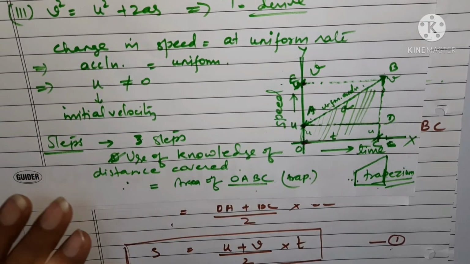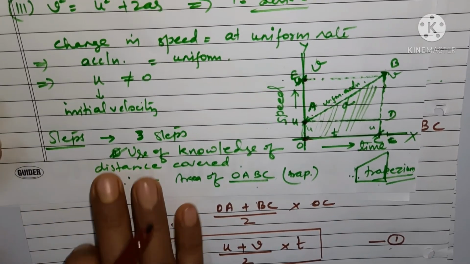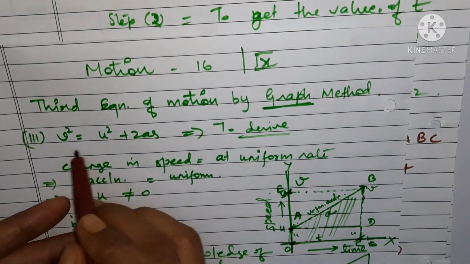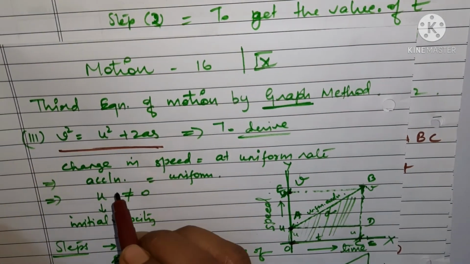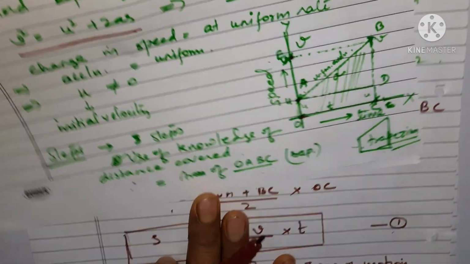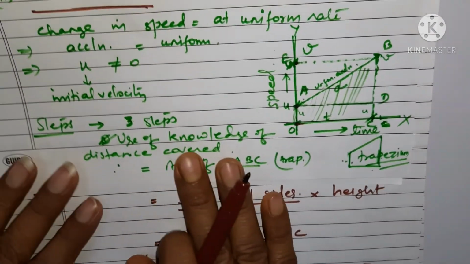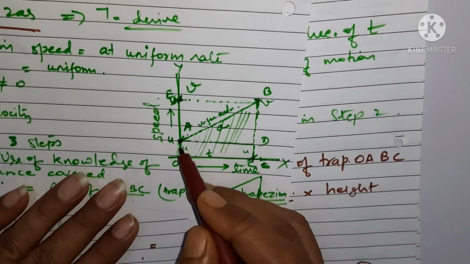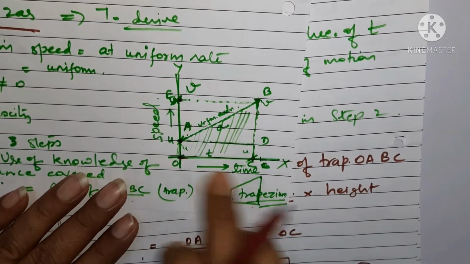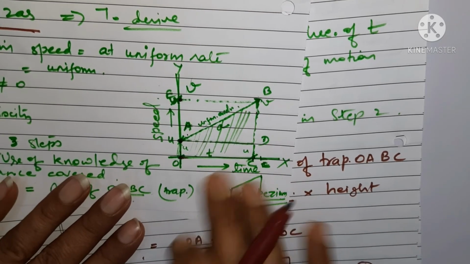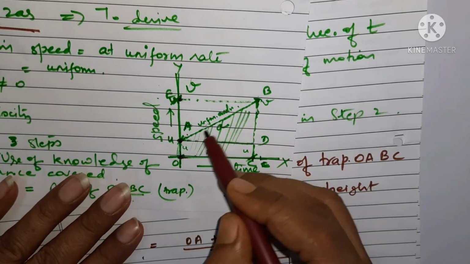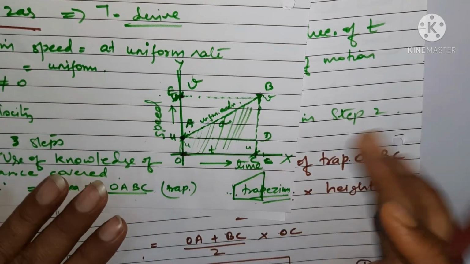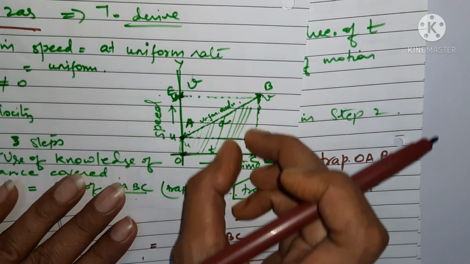Now what steps are we going to use? We are going to do the whole derivation in 3 steps. Our motto is to derive this equation: v square is equal to u square plus 2as. For this, we are going to make use of our prior knowledge that in any such speed-time graph, when the acceleration graph is drawn, the distance covered by the body is given by the area enclosed under the graph.